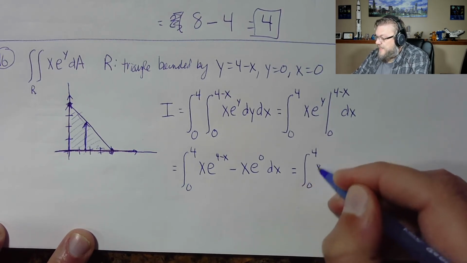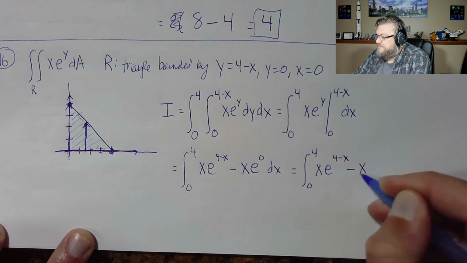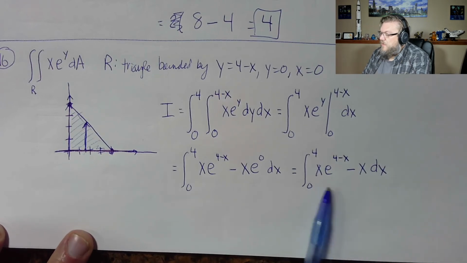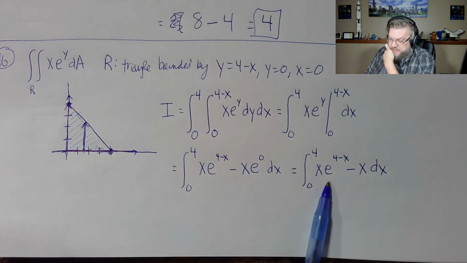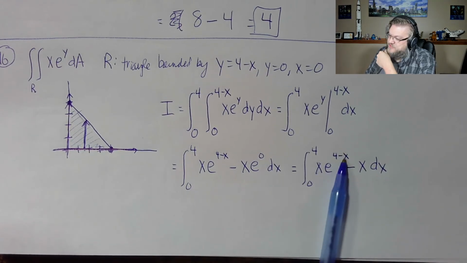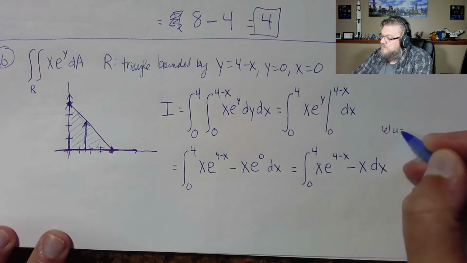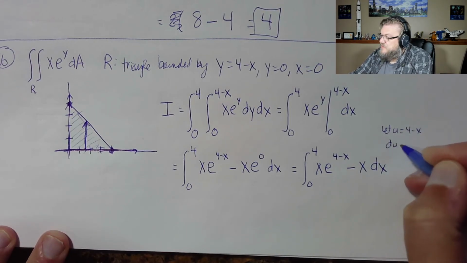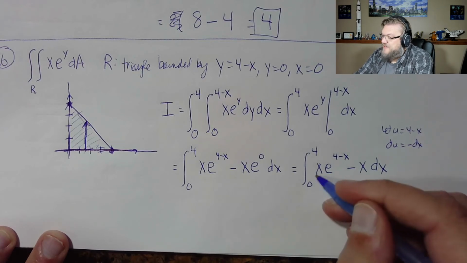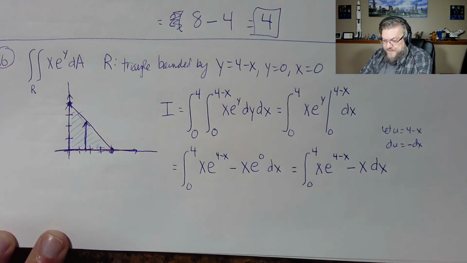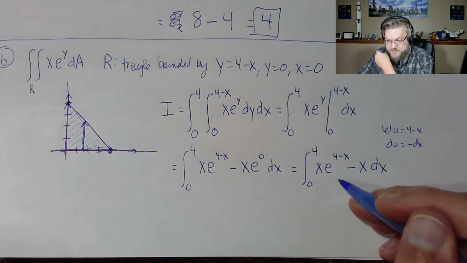All right, and so now it looks like I need to integrate this. Unfortunately, this is not going to be great, because this is not a u-sub. If I let u be 4 minus x, du is negative dx, and there's no x that comes out to help me with the x in front. This might be an integration by parts integral.